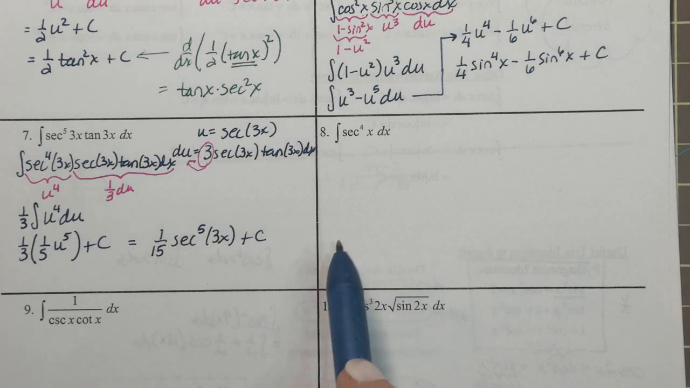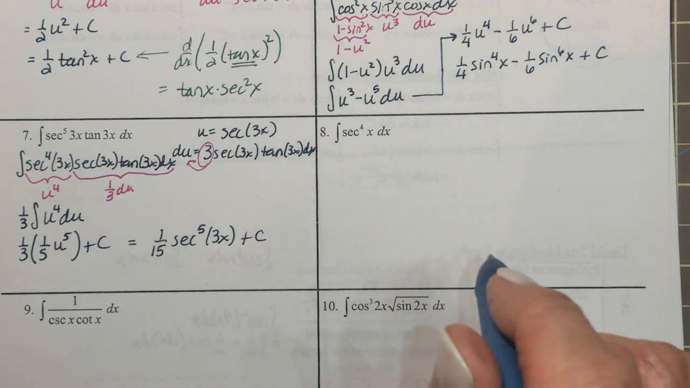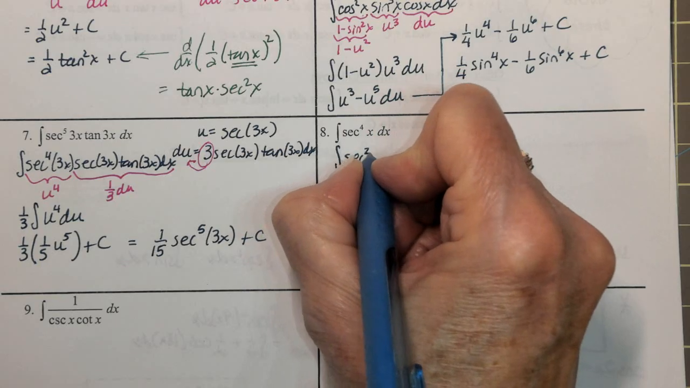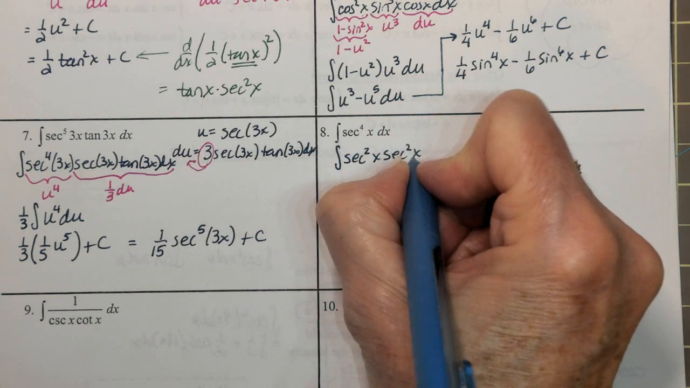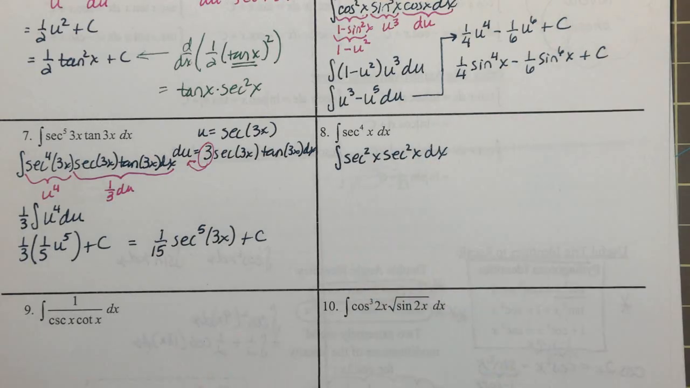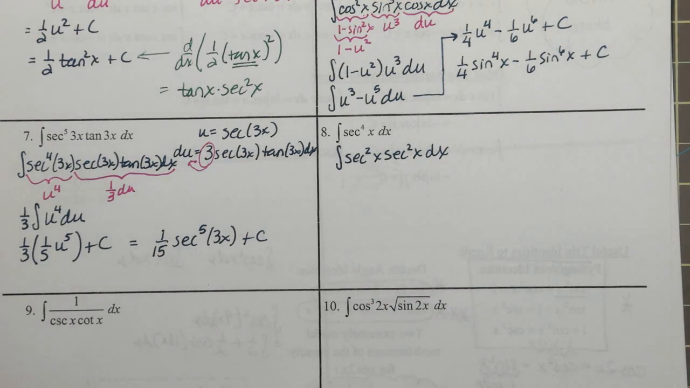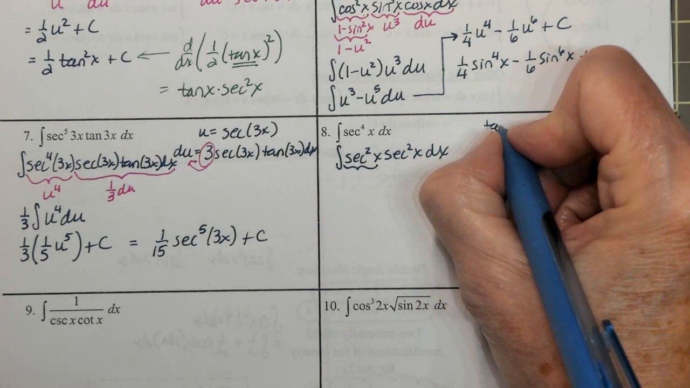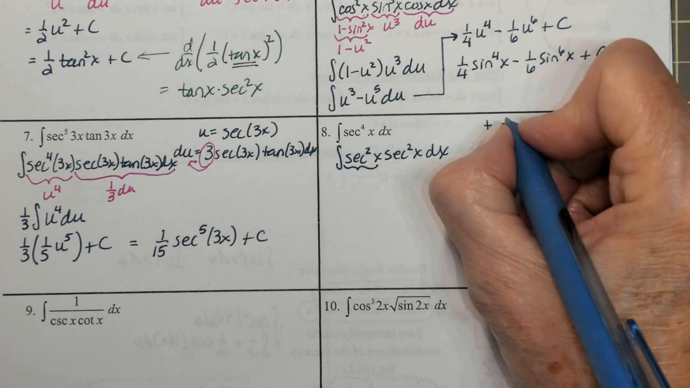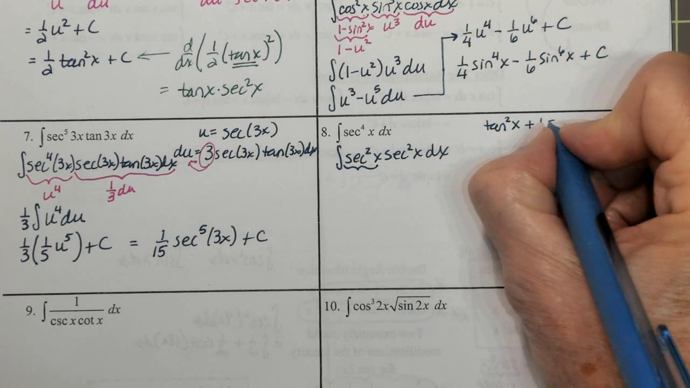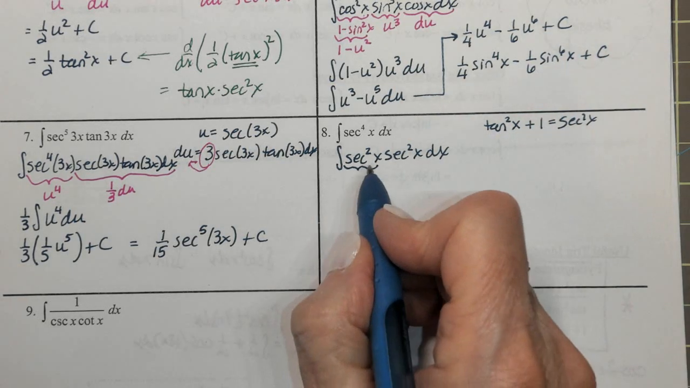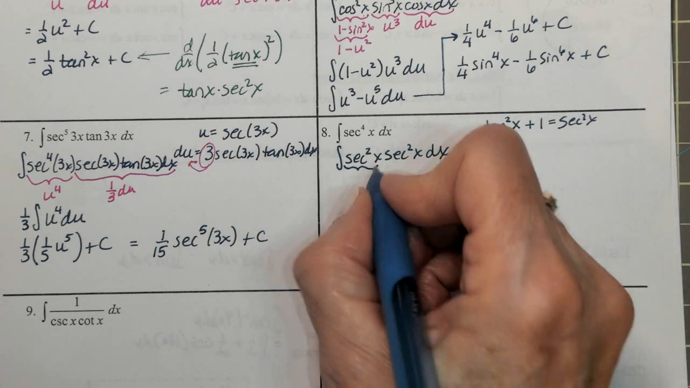Secant to the 4th x. So I let kids brainstorm, and they brainstormed for a few minutes on this one. And then they came to the conclusion that we should rewrite this as secant squared x times secant squared x, and use the Pythagorean identity involving tangent squared x. The Pythagorean identity says tangent squared x plus 1 is secant squared x. So I can replace one of these secant squared x's with tangent squared x plus 1.